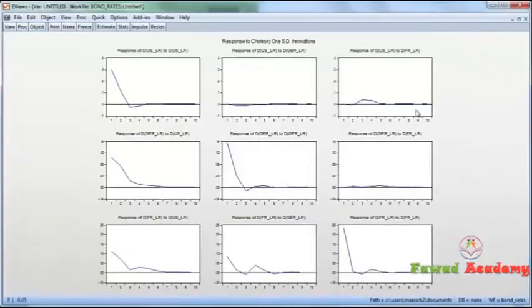Let's have a look at this. So what you can see here, one thing I don't quite like about these impulse response functions in EViews is the labeling of the x-axis. It would be better if it's at 0, 1, 2, 3, 4, 5, and so forth. But hey, it does most of the work for us. We're not going to complain.